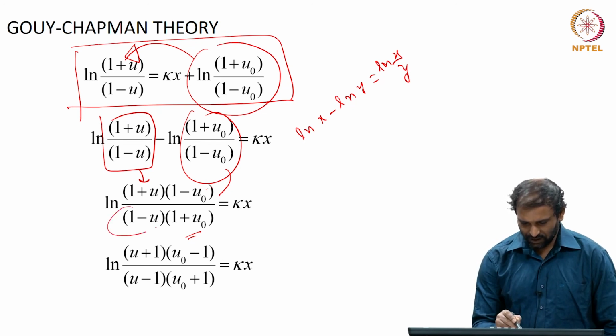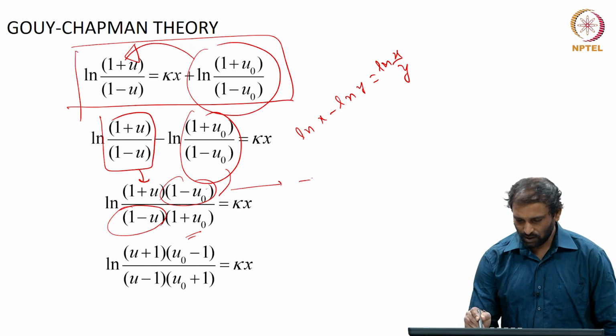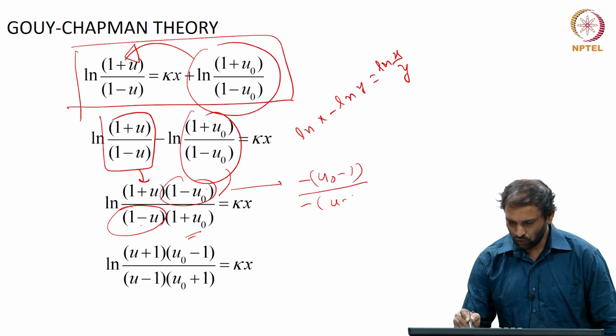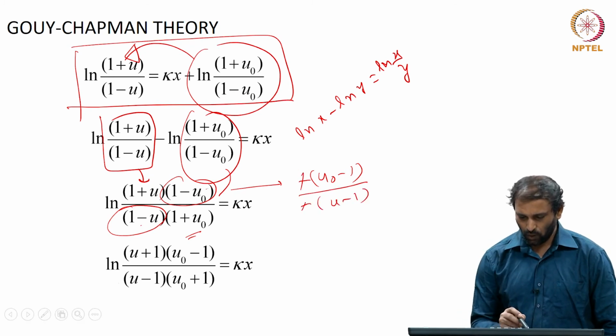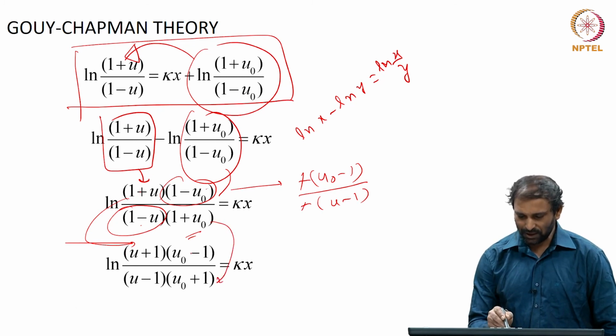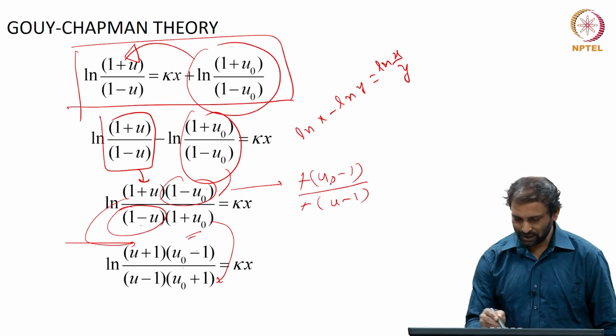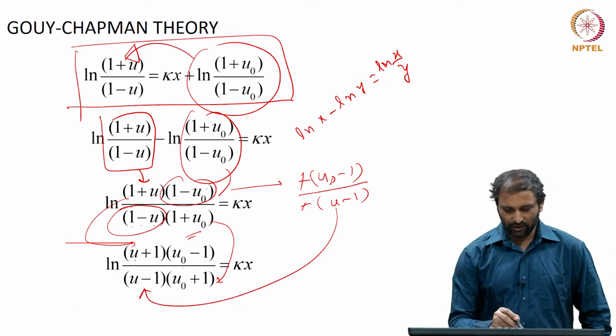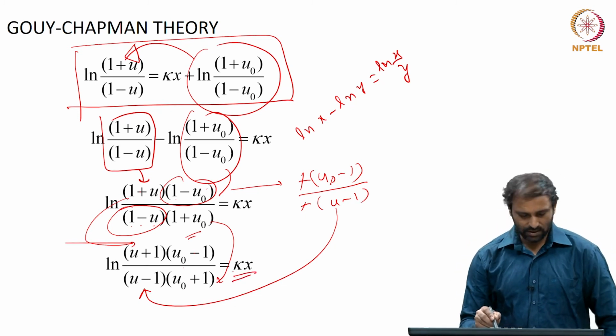If you look at these terms, I can write this as minus of (u naught minus 1) and I can write this as minus of (u minus 1). This gets cancelled. Therefore, what I end up with is 1 plus u, or u plus 1, that remains as it is, and 1 plus u naught, or u naught plus 1, that remains as it is, and 1 minus u I can write as u minus 1, and 1 minus u naught as u naught minus 1. Okay. So, therefore, ln of (u plus 1) divided by (u naught minus 1), whole divided by (u minus 1) multiplied by (u naught plus 1), is kappa x.